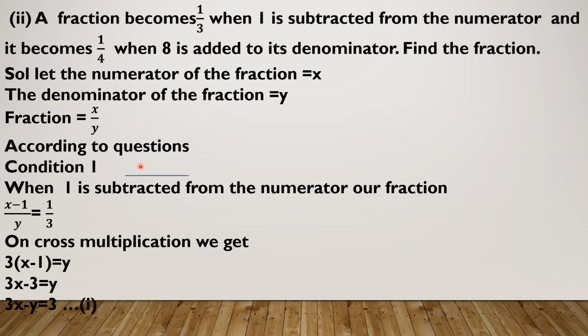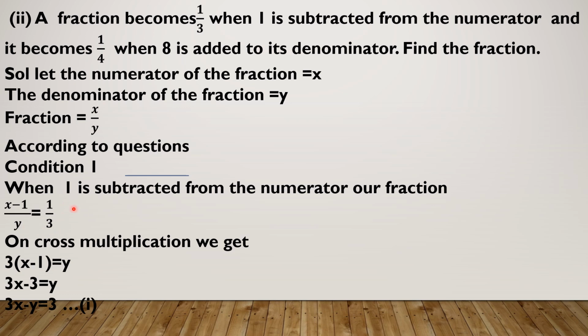So according to the question, let us come to condition number first. When 1 is subtracted from the numerator, our fraction becomes equal to 1 by 3. What is given in the question? A fraction becomes 1 upon 3 when 1 is subtracted from the numerator. So if we subtract 1 from the numerator, our fraction becomes equal to 1 upon 3. So algebraically we can write x minus 1 upon y equals 1 upon 3.